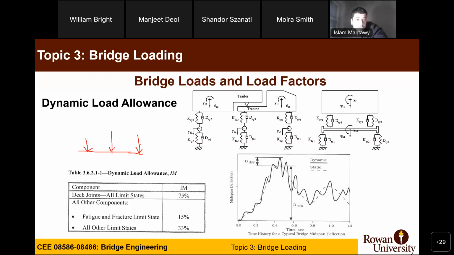Because you have a dynamic effect, correct? Your truck is interacting with the bridge and you have a dynamic component to it. That's why we use dynamic load allowance, in order to magnify and take into account the dynamic effect of a truck moving at a speed. And for your information, this question will be in your midterm exam, not exactly, but something in this regard.